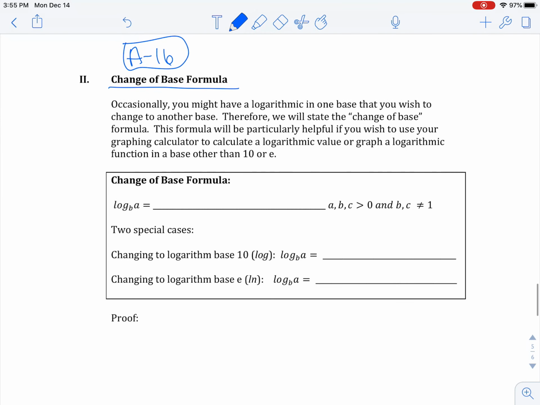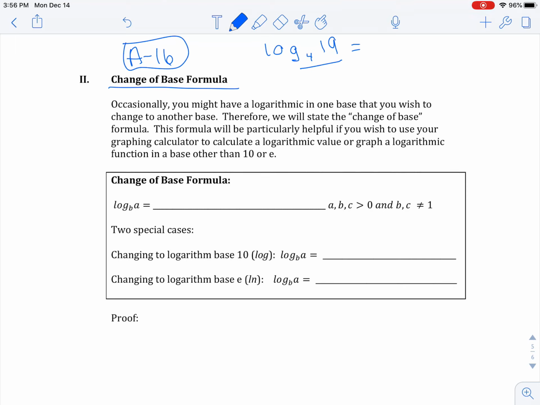The reason for the change of base formula is that if you have a base other than 10 or e, like log base 4 of 19, and you want to know an approximate value, back in the old days, before graphing calculators or even calculators at all, you wouldn't be able to do it.